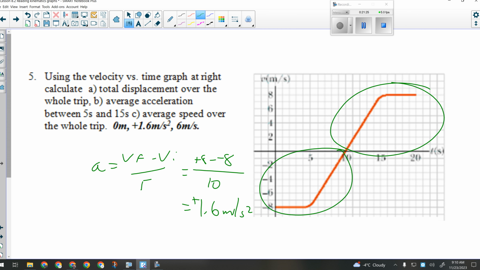Then to calculate the total distance traveled, you really only have to calculate one rectangle and one triangle because they're the same on the other side. So you'll have 8 times 5 is 40, 8 times 5 over 2 is 20. So 60 times 2 is 120 meters. Then we have to divide that by the 20 seconds to get 6 meters per second. Everybody all right with that?